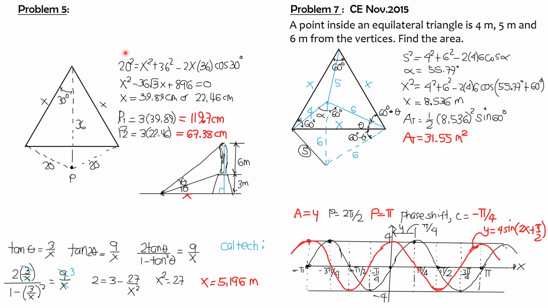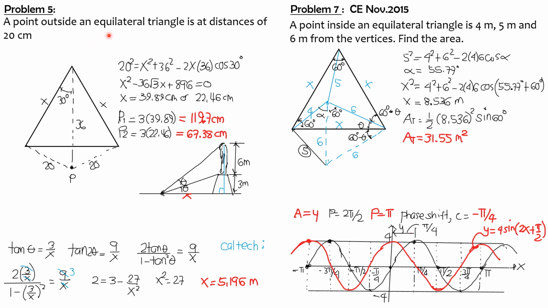Problem 5. A point outside an equilateral triangle is at distances of 20 cm, 20 cm, and 36 cm from the vertices. Determine the perimeter of the triangle. Since the triangle is equilateral, the point should be here outside, and the distance from these corners here would be 20 and 20 equal, and this is the 36 centimeter distance from the farthest vertex of the equilateral triangle.